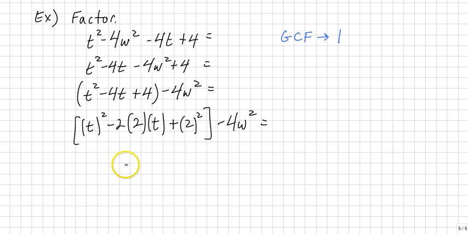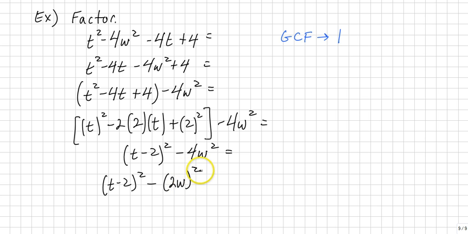So we end up with t minus 2 squared minus 4w squared. And then as soon as we do that, we see that a squared minus, we might even be able to do a difference of squares here. So let's see. This will be t minus 2 squared minus, and then 4w squared would be 2w squared. And then sure enough, this is a, this is b.